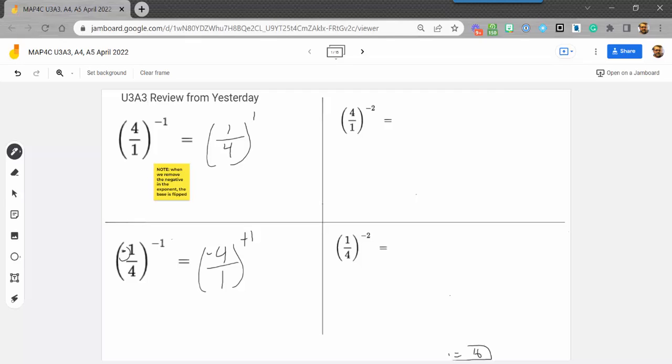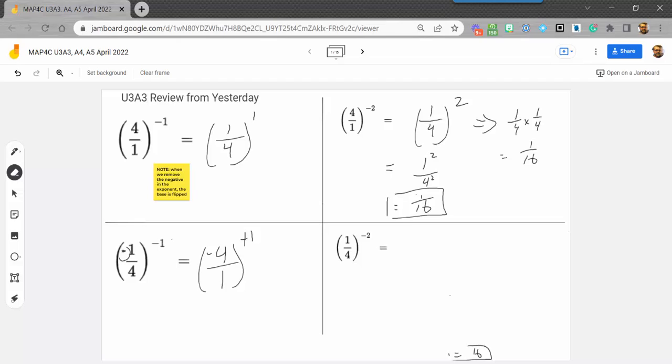4 over 1 to the negative 2, we knew then became 1 over 4 to the positive 2. And if we wanted to evaluate, that's simplified with a positive exponent. If we wanted to evaluate, that's the same thing as 1 squared over 4 squared, which would be 1 over 16. I'll put a little box around it. We could have thought of that as well. It could have been 1/4 times 1/4 equals 1 over 16, the exact same thing, right?